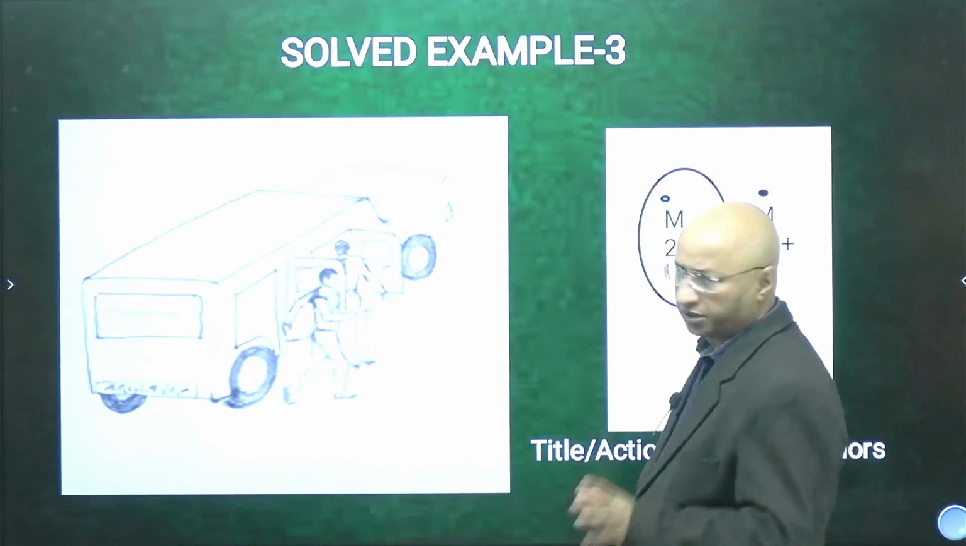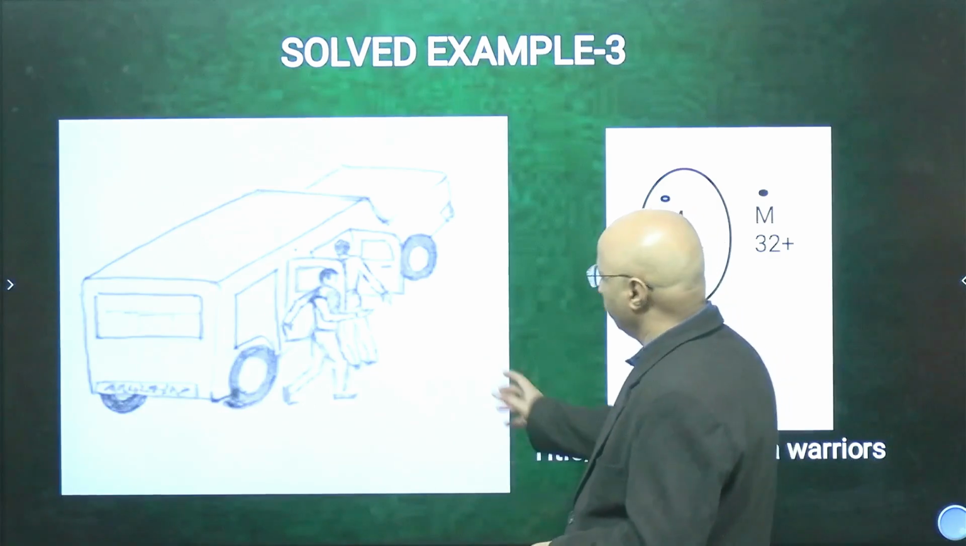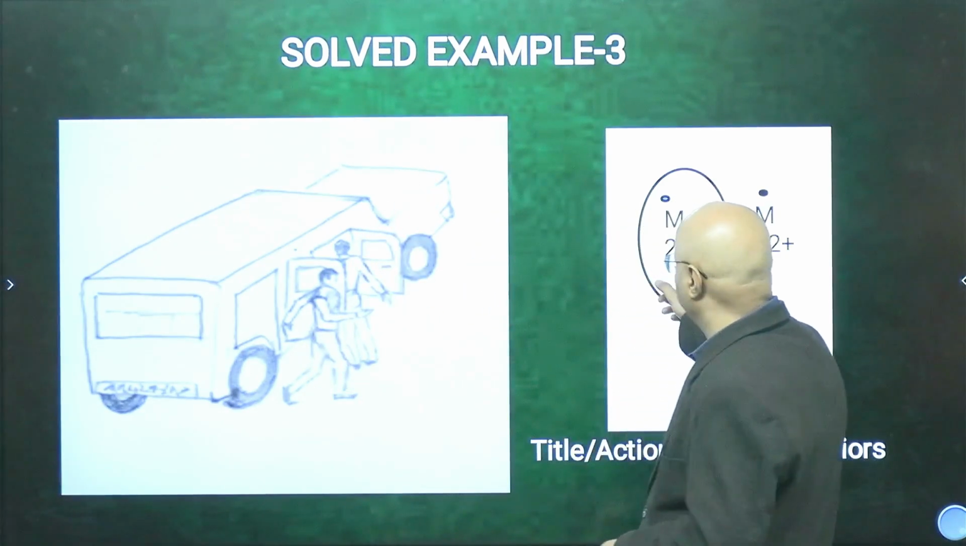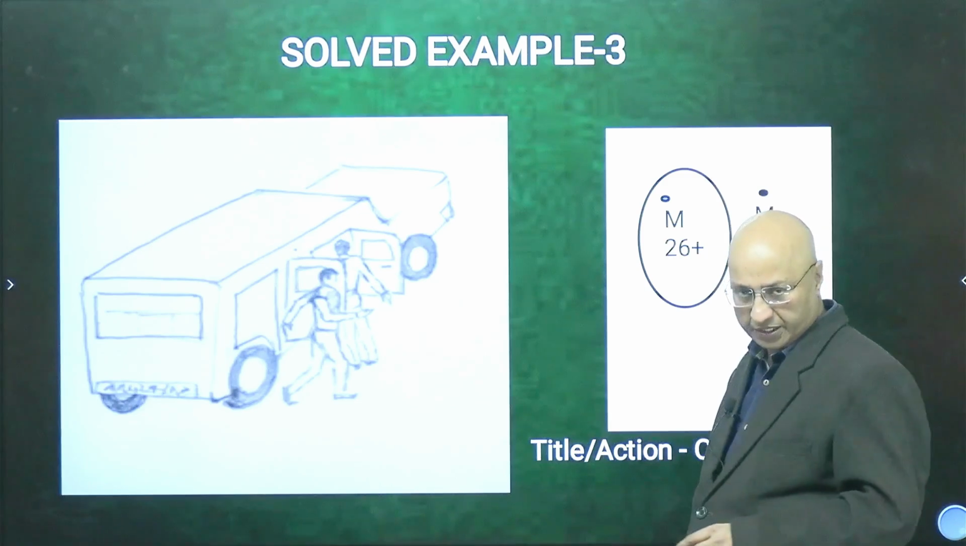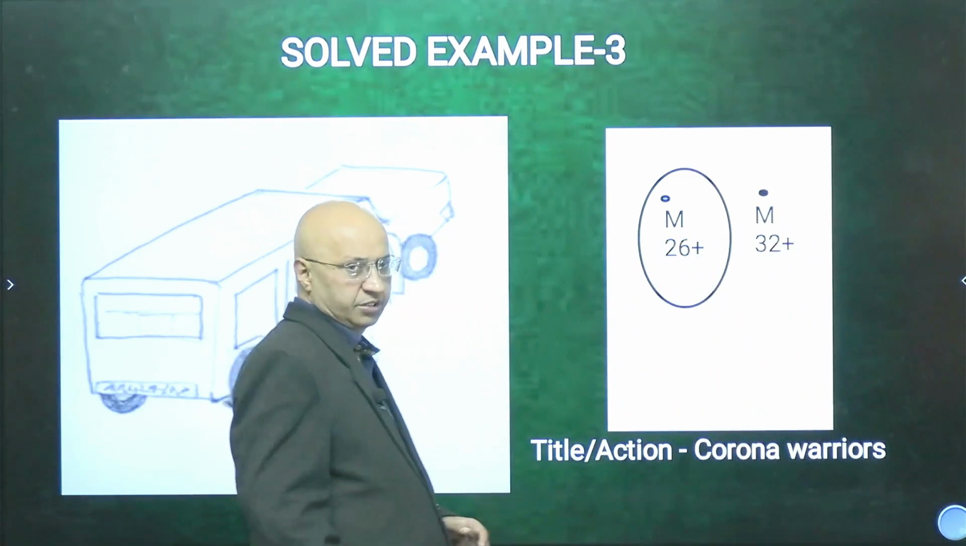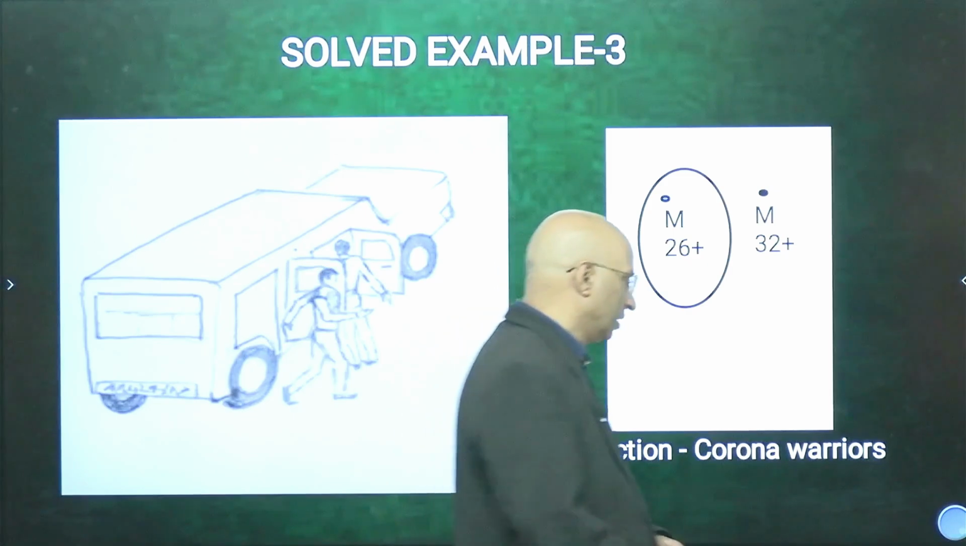Now we come down to this third example. In this we are seeing a vehicle, 2 people coming out, and we have made them male 26, male 32 plus. This was written action, Corona warriors, maybe during the Corona time. Let's go further.